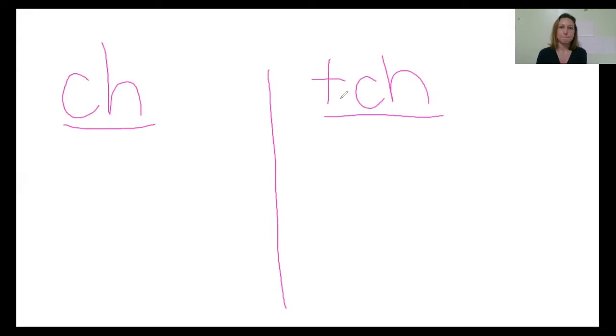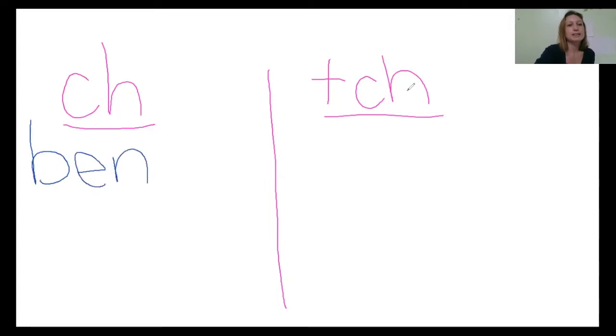You might sit on a bench. So sound it out carefully. Listen to those sounds. Let's do it together. B, e, n, ch. Think about what came before that ch. I heard an n before ch. So I'm going to stick it under my CH. Bench. B-E-N-C-H. Bench.